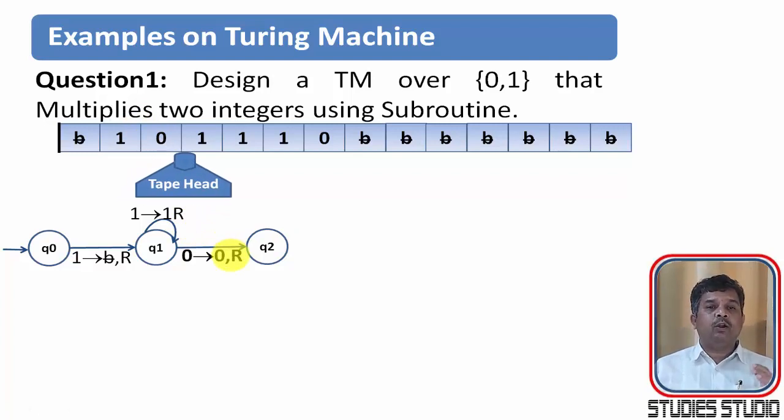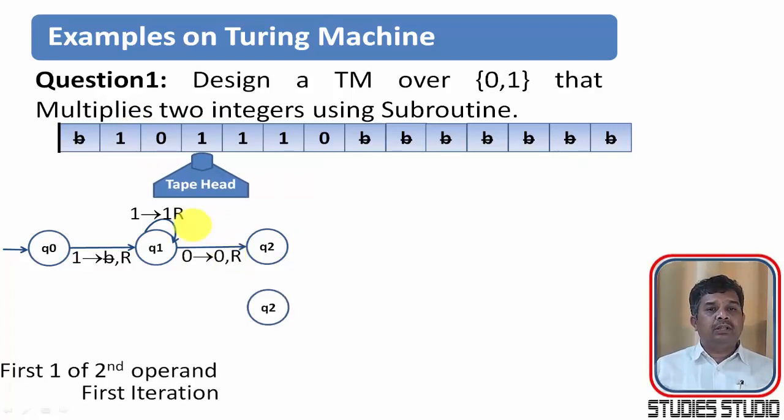Now my second operand is starting. So the repetition work will be going on now. That's why I'm creating a subroutine. Whatever I'll be doing now will be done for the first one as well as for the second one.